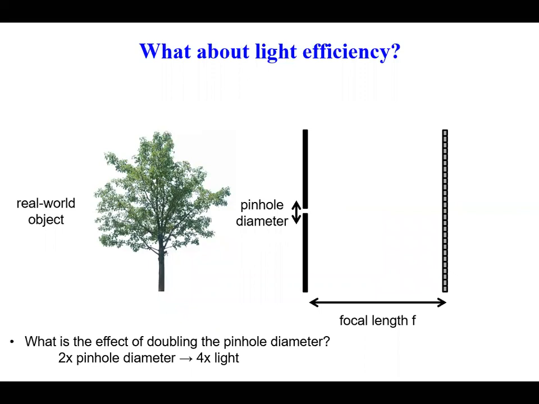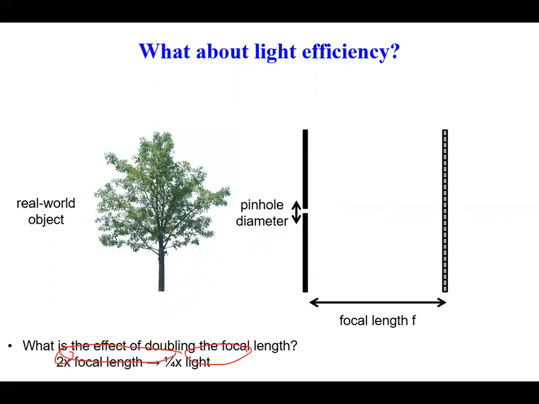So what will happen if I have 2x pinhole diameter? My pinhole diameter goes 2x, so I have 4x light. More light will go through that particular hole. What will happen if I have 2x focal length?